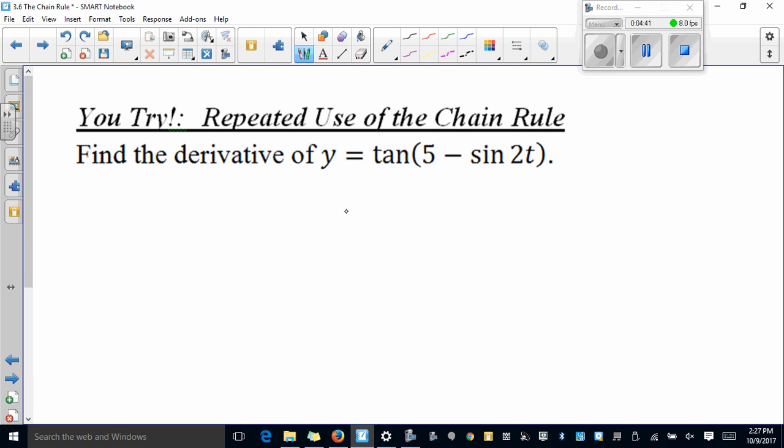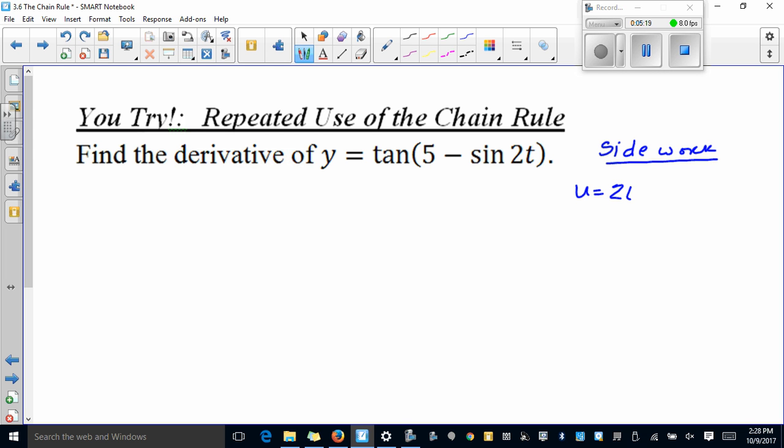Tangent of 5 minus sine of 2t. So again, we have tangent is our main function. Inside of it is a 5 minus sine of 2t, and inside of this guy is the 2t. So whatever's on the outside is going to be your main function. So this is what I call side work. I know I wrote it on the last one, but didn't say what it was. It's just work that we need to do to get our answer, but we don't want it in the flow of our work. So u is going to be the innermost, which is 2t.